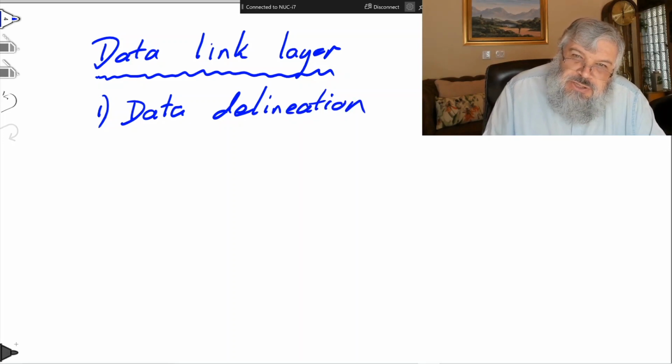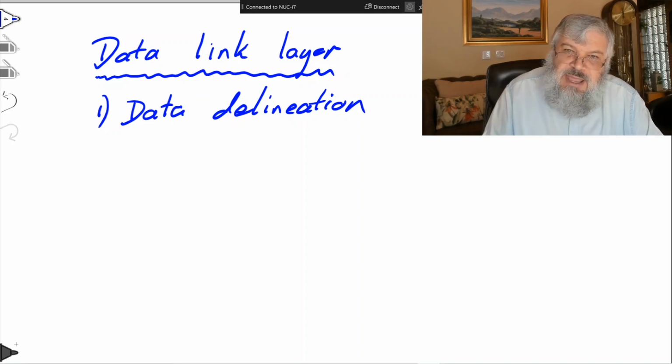Data delineation refers to marking the start of a piece of data and the end of a piece of data. So it indicates the start of a packet or the end of a packet. And perhaps very fittingly, we tend to call packets on layer 2 frames. So what we mean by data delineation is how do you frame the data? How do you put it between two endpoints?